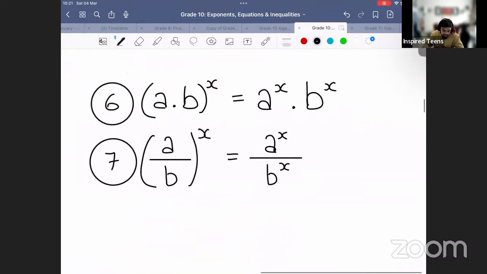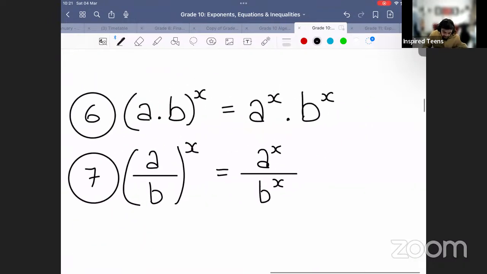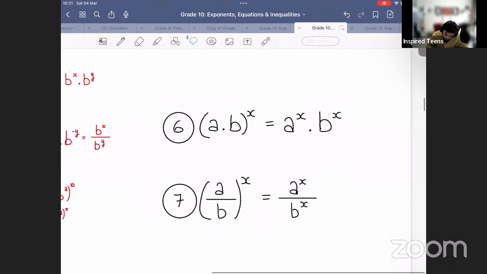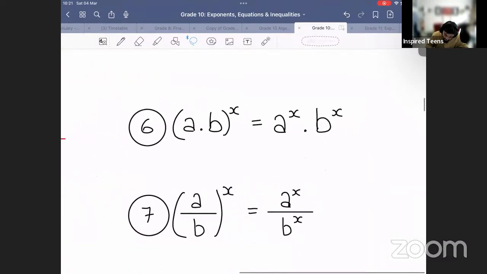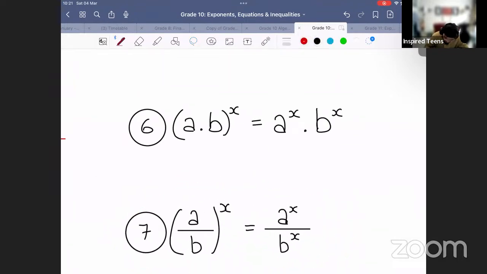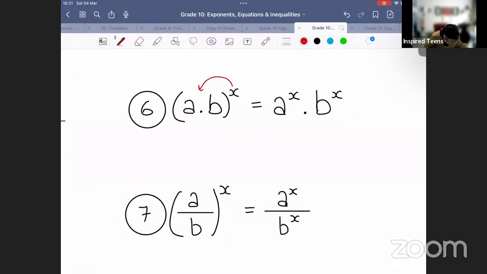Okay, let's talk about number 6. Number 6 is when you have a product whole to the exponent. So you have an entire product. What is a product? A product is multiplication. So in this case, I have a times b, both to the power of x. Okay, and how do I do it? I basically distribute the exponent to each multiplication. Please note, this is not plus. It's not plus, it is multiply. This only applies when you multiply.